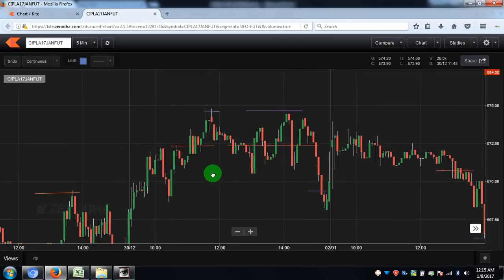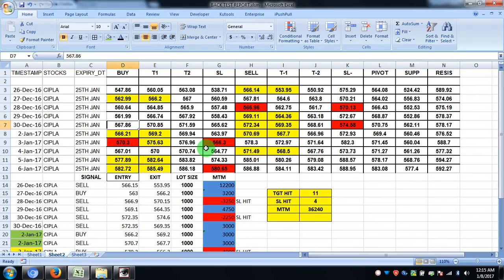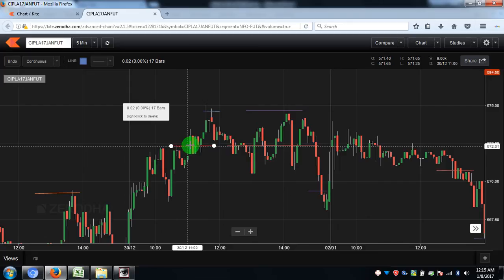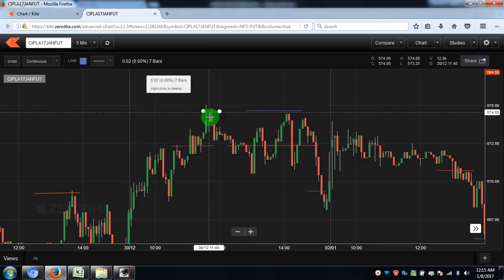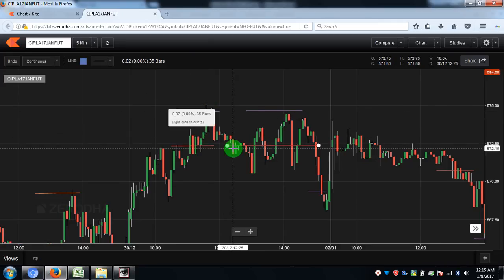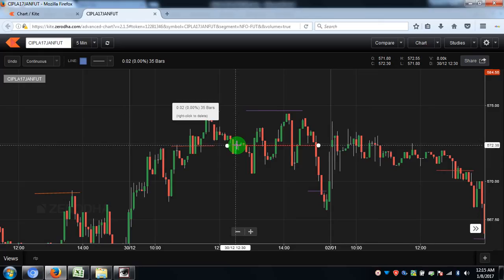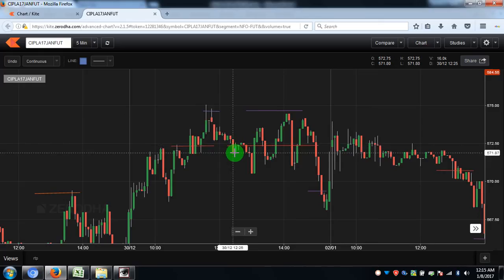Here again you can see, we had a sell call at 567.35 paisa, this red line. At this moment, this 11 o'clock candle, it was an opportunity to sell, and then the stop loss was hit. Suddenly it went up and this was the stop loss given, so the stop loss was triggered, and later, after some time, by 12:25, the sell call was activated again in Cipla on 30th December.